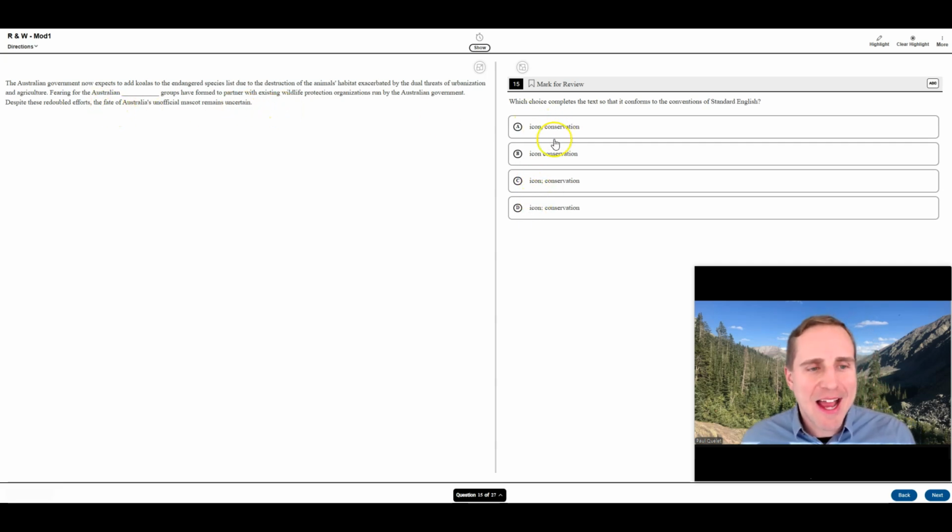So it's something about icon and conservation, either no punctuation or a comma or a semicolon or a colon. So it says fearing for the Australian icon, and then what happens? Fearing for the Australian icon. Okay, so icon is something that is represented or looked to as sort of a symbol or an icon. And it says, fearing for the Australian icon. Now, do you hear how I read that? There should be a pause. So, given that there's a pause, we should use the comma.